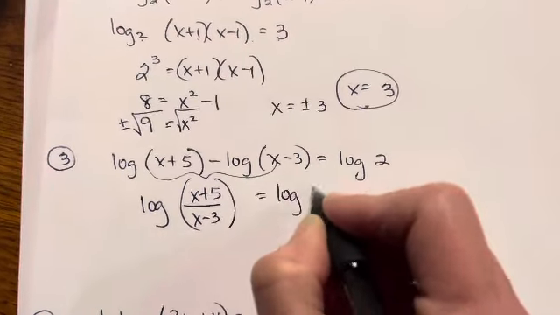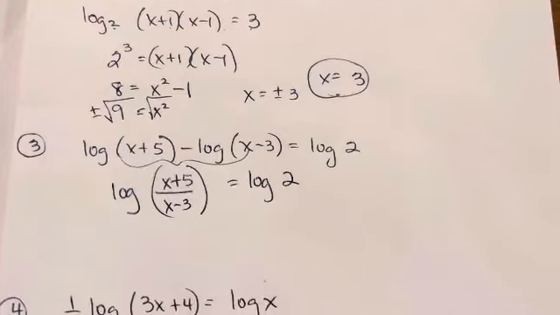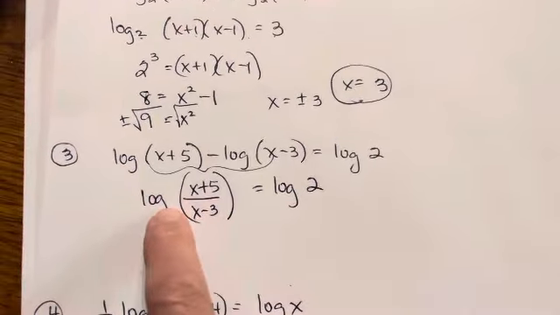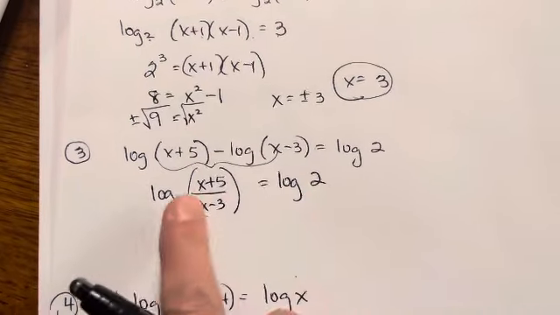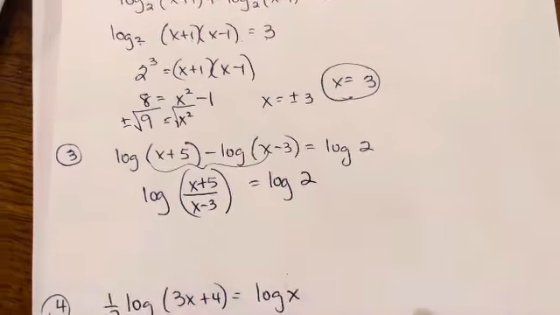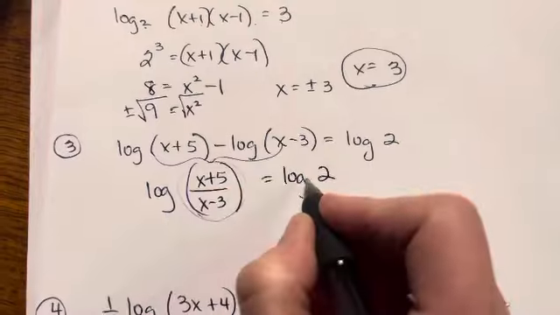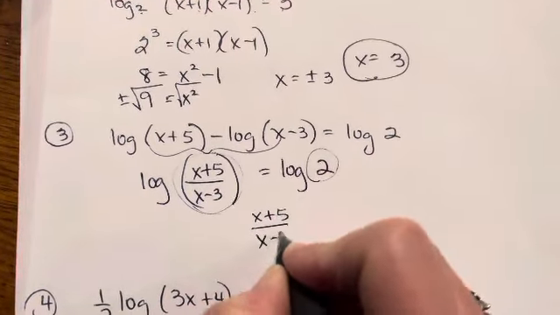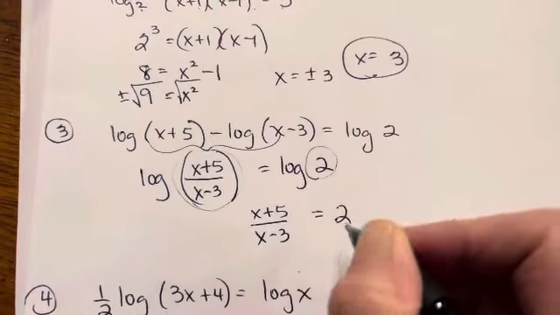So here's what I have. Now, here's what's cool. You have a log with base 10. You don't see it, so I know it's base 10, equal to a log with base 10. Since I have a log equal to a log, I know that what I'm taking the log of has to be equal. So I can basically just drop the function log. You're not canceling it. Don't do that.